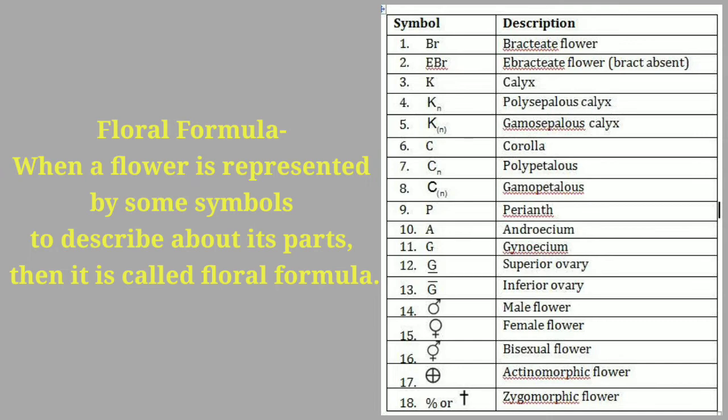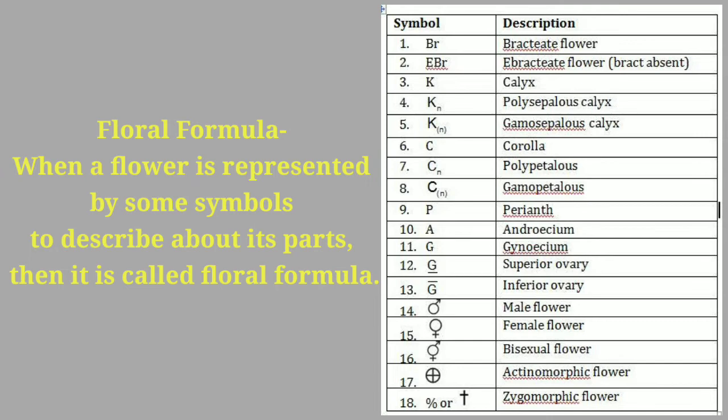For calyx, capital K. If it is a polysepalous calyx, that means when the sepals are free from each other, then K, and here small n means the number of the sepals. If it is 3, then 3. If it is 5, then 5. If it is 7, then 7. So that is the number of the floral parts. N is represented by the number of floral parts.